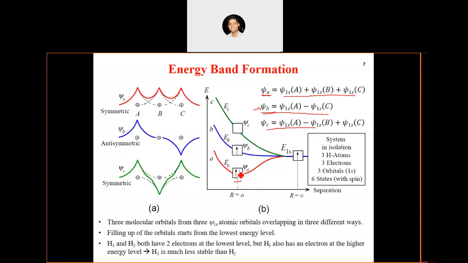And because of this, if we want to form an H3 molecule, the energy of the H3 molecule will be higher than the energy of the H2 molecule, right? Because the H2 molecule had both the electrons in the lowest energy level, and that is why H3 is much less stable than H2. We very rarely see the H3 molecule, but the H2 molecule is very stable because of these energetic considerations. The formation of the H2 molecule is energetically favorable.